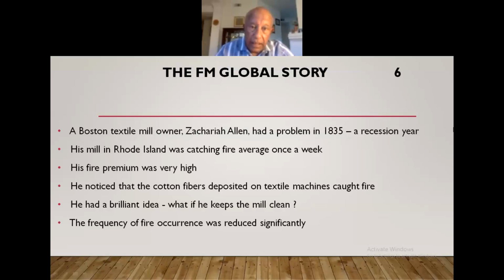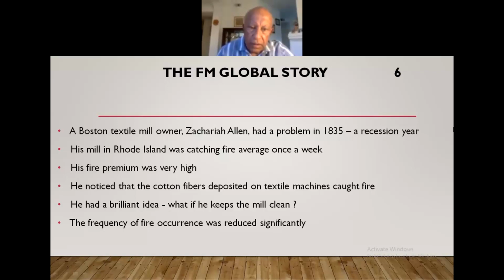Okay, since I spent the last 31 years of my life with FM Global, I want to give you a background of the FM Global story. There was a Boston textile mill owner, his name was Zachariah Allen, and he had a problem in 1835, which was a recession year. He was not making much money. His mill in Rhode Island was catching fire on average once a week. So his fire premium was very high and it was eating into his profit. It was eating his lunch.